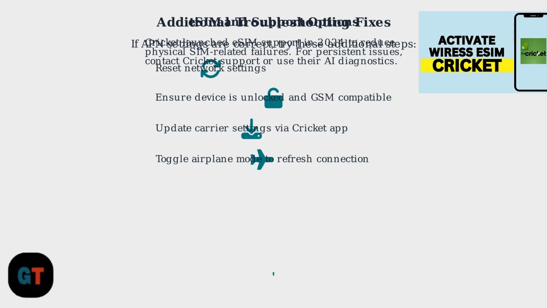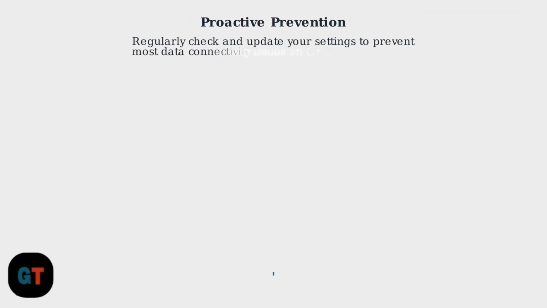For ongoing data problems, reach out to Cricket's customer support or utilize their AI-driven diagnostic tools available through the app, which can resolve most issues automatically. Remember, proactive maintenance of your device settings can prevent up to 60% of data issues. Regularly verify your APN configuration, update carrier settings, and monitor network compatibility to ensure a smooth Cricket Wireless experience.